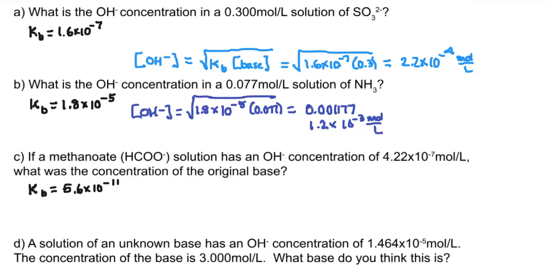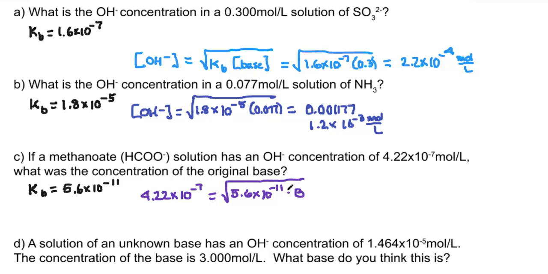C, methanoate, similar deal. Oh, no, not similar deal, I'm sorry. They tell us the OH concentration in this one, and it's 4.22 times 10 to the minus 7. So our OH is that number they said, 4.22 times 10 to the negative 7 equals root of our base constant, which we know is 5.6 times 10 to the minus 11 because we worked it out ahead of time, times, I'm just going to use the letter B for the base concentration because it's quicker to write.